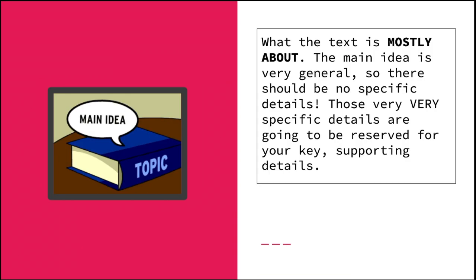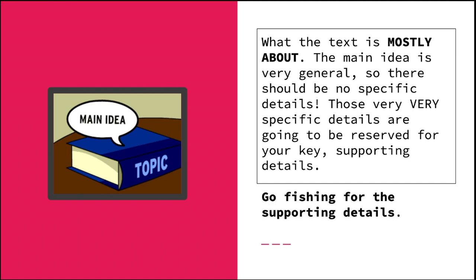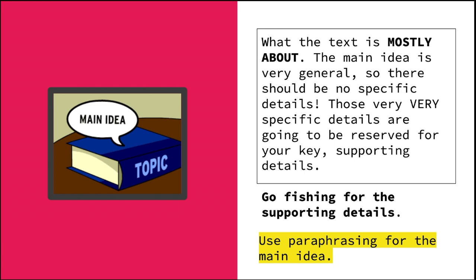All right, so just in case you're not sick of hearing me say this a million times, I'm going to say it 1,000,001. A main idea is what the text is mostly about. It is very general. There should be no specific details. Those very, very specific details are going to be reserved for your key supporting details. So for instance, this is one way you can think about it. Go fishing for supporting details. Grab your fishing rod, put some bait on it, throw it into the text, pull out a line directly, and then quote it. That's your supporting details. You don't want to do that with your main idea. Instead, paraphrase for the main idea. So let me show you how to do this.